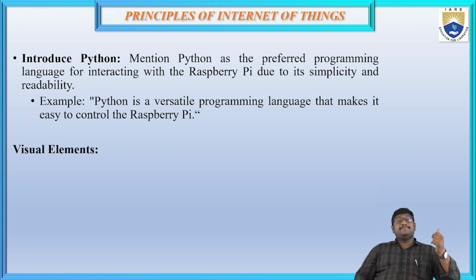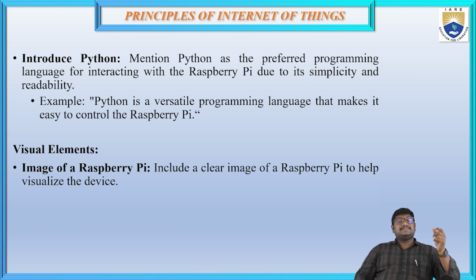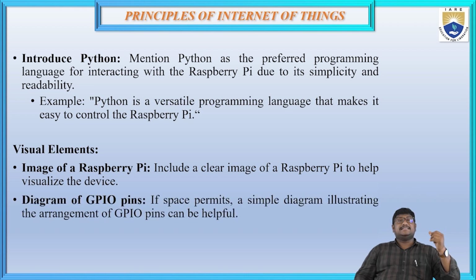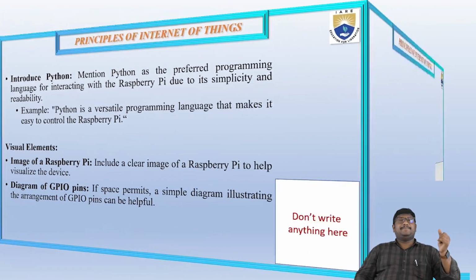I am also going to show you different kinds of visual elements, such as an image of the Raspberry Pi, which gives you a clear picture and helps you visualize things, and a diagram of the GPIO pins. This diagram shows the arrangement of the GPIO pins, which is very helpful for our understanding.